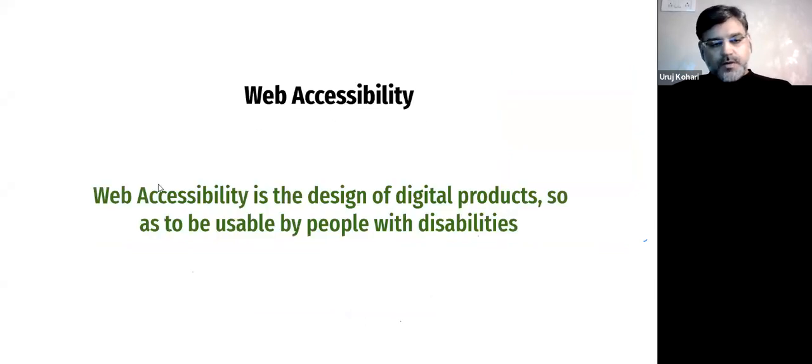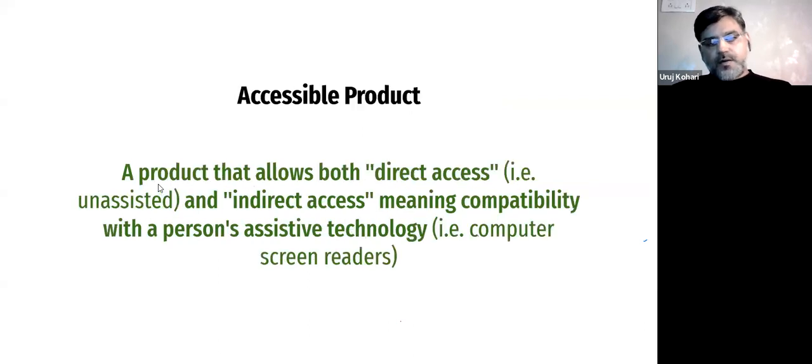So very quickly, because we'll be looking at web accessibility as the main theme in today's session. So what is web accessibility? Basically, it's the design of digital products so as to be usable by people with disabilities. It's a very, very simple and straightforward definition of what web accessibility is, right?